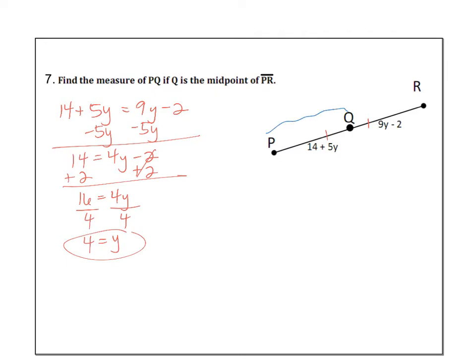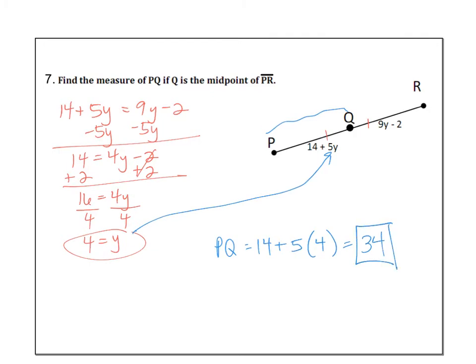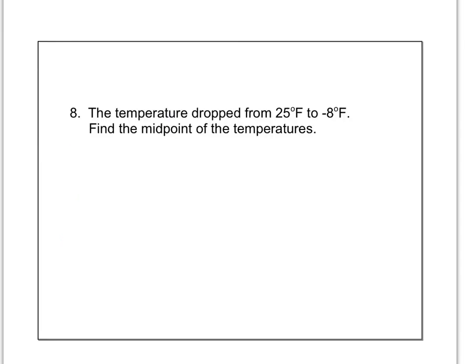So what I do is I take my y, which is 4, and I'm going to have to plug it in. So the distance from P to Q is going to be 14 plus 5 times 4, which I believe comes out to be 34. And in this case, there are no units, and so I can just leave it as 34. I'm going to have you try one more. So go ahead, pause, try number 8, and then unpause.